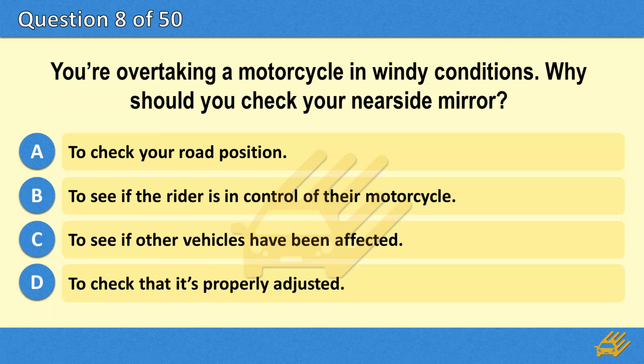You're overtaking a motorcycle in windy conditions. Why should you check your near side mirror? A. To check your road position. B. To see if the rider is in control of their motorcycle. C. To see if other vehicles have been affected. D. To check that it's properly adjusted.